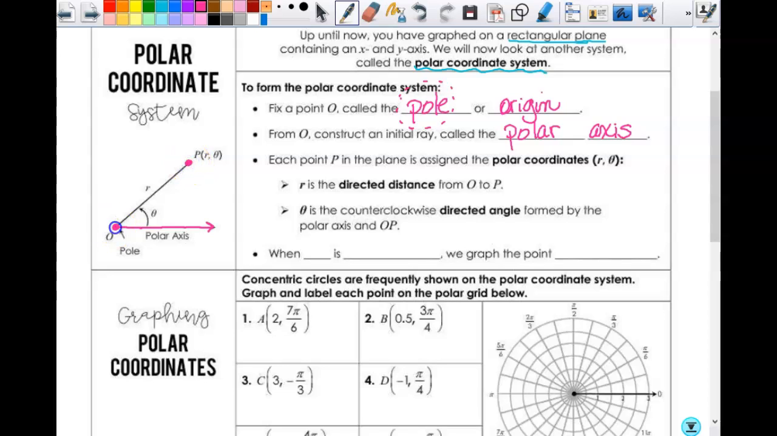Why is it called a pole? Because it's like the center that everything rotates around, because it's polar? Because it's rotation? You rotate around a pole?